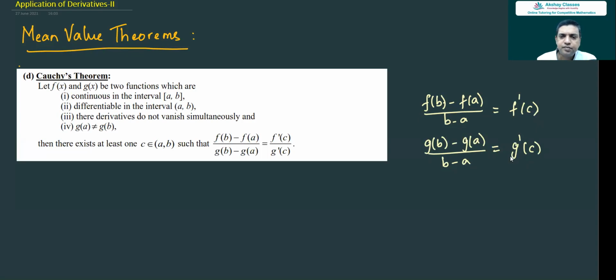However, the c may be different for both the functions, but Cauchy's theorem says as long as this doesn't happen, there will be one common c where the ratio (f of b minus f of a) by (g of b minus g of a) will be f dash c by g dash c. So this is provable by Lagrange's mean value theorem. Of course, we'll not get into the proof of it, but this is Cauchy's theorem.